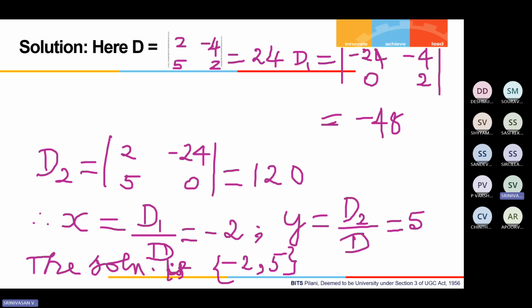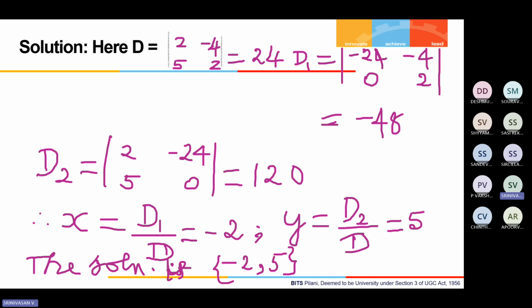What is D1? Minus 48. What is D? 24. So x is minus 48 by 24, which is minus 2. And y is D2 by D, that is 120 by 24, which is 5. So the solution is minus 2 comma 5, or you can write x equal to minus 2 and y equal to 5.